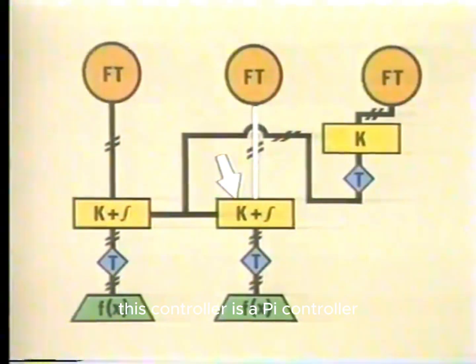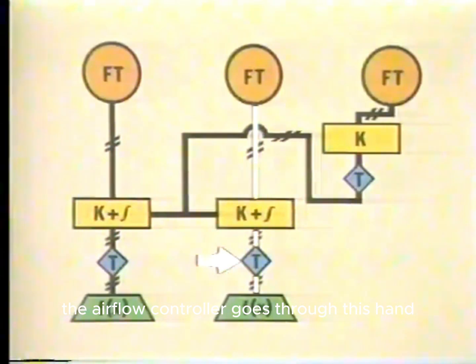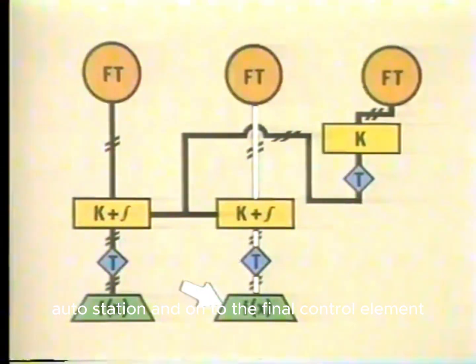This controller is a PI controller. It's essential to have the right amount of air in the furnace to ensure complete combustion, and a PI controller ensures that airflow is maintained at set point. The output from the airflow controller goes through this hand auto station and on to the final control element.